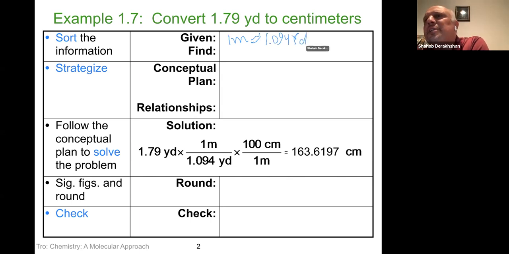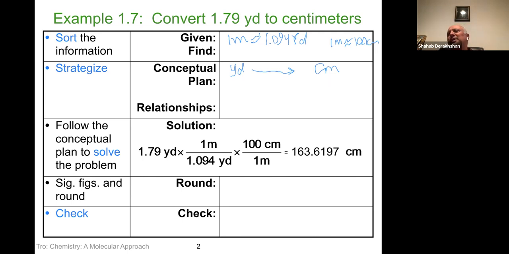The other information I have is that 1 meter is equivalent to 100 centimeter. Now my goal is to go from yard to centimeter.